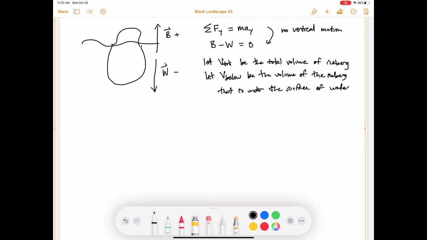Okay, so let's indicate V below. It's this volume right here, which I'm showing you in the shaded region in the diagram. Now we have these two forces: buoyancy and the weight of the iceberg. But remember, the buoyant force is equal to the weight of displaced seawater.